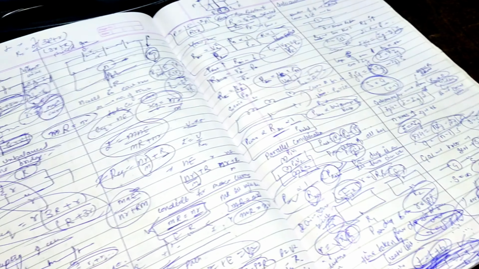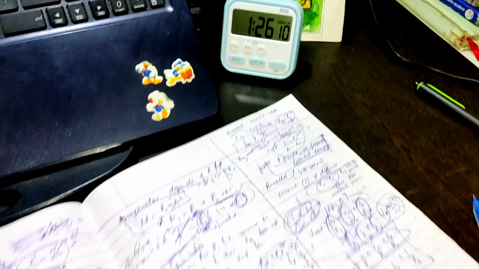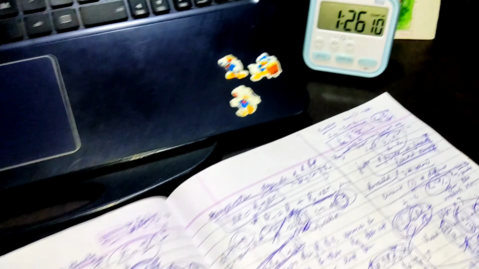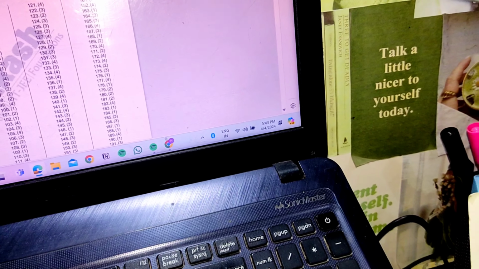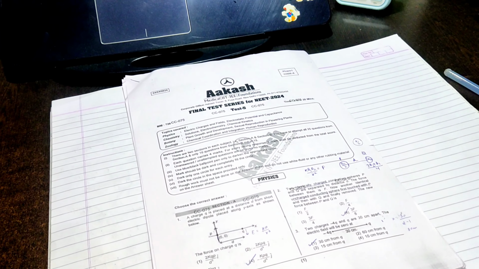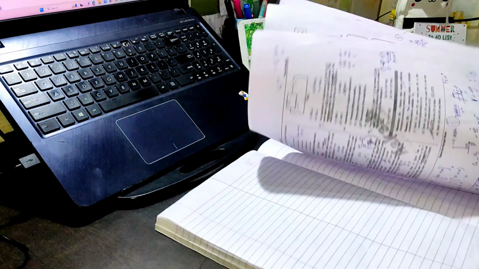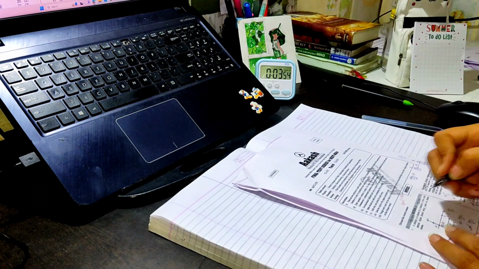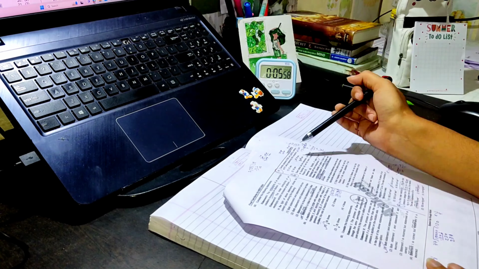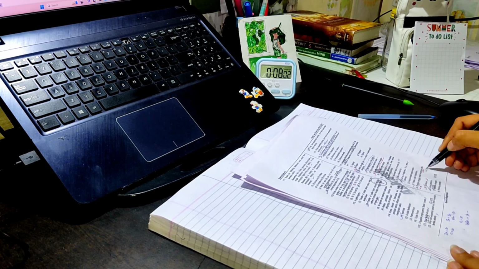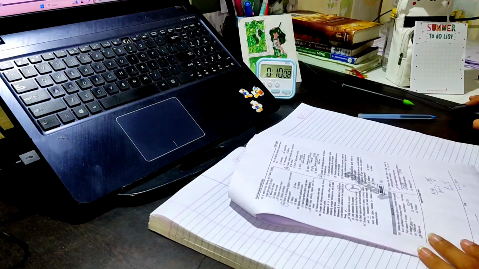So finally I'm done with revising current electricity, and it was a big chapter, so it took me 1.5 hours to complete it. And after that I had the answer key of today's test, so I was just checking the question paper. I didn't analyze it just now, I was just checking what I did wrong and basically calculating the marks. Because once the paper is done, you want to see what went right and what went wrong, so I just checked that once.